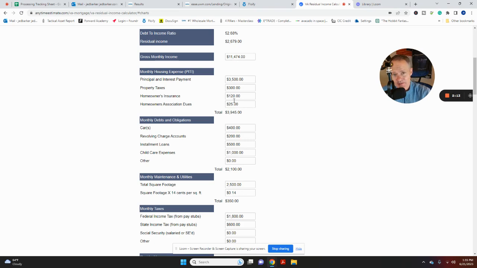Okay. Remember, on a VA home loan, there's no mortgage insurance. So that's definitely a benefit, and that will reduce the payment a bit. So this total payment here is $3,945 for this loan that we're doing.